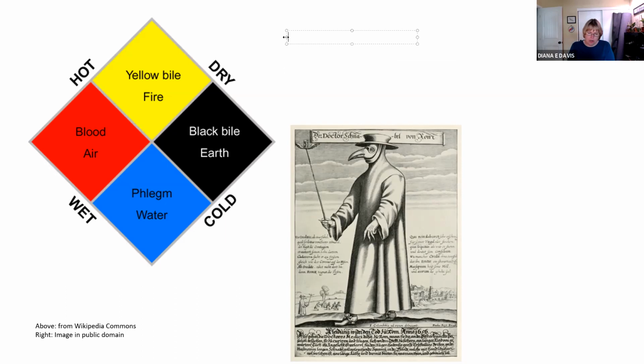Treatments were, as you can tell, not very effective. One of the most famous was Theriac, a famous panacea. So we've already talked about the word pandemic, meaning it happens everywhere. So panacea is a cure for everything. Anything that's wrong with you, this would cure.